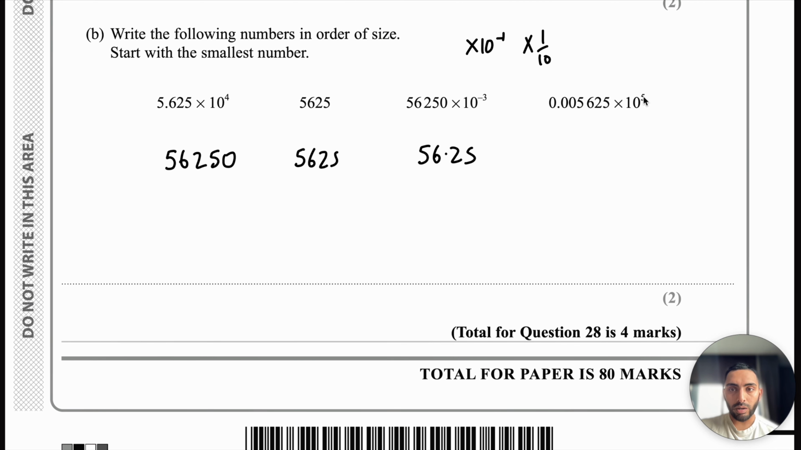For the next one, I'm multiplying it by 10 to the 5. So I need to move my decimal point 5 places to the right. 1, 2, 3, 4, 5. It's between the 2 and the 5. So I've got 562.5.